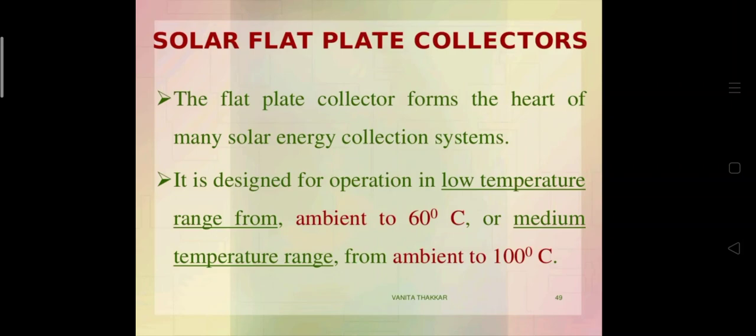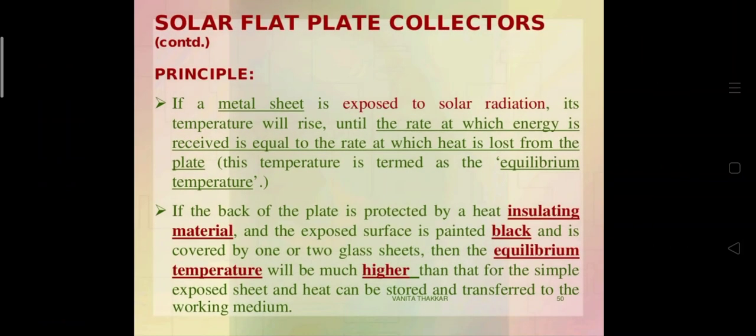here the flat plate collector forms the heart of many solar energy collection systems, and it is designed for operation in the low temperature range from ambient to 60 degrees centigrade, or the medium temperature range from ambient to 100 degrees centigrade. So solar flat plate collectors are used in the range of about 16 to 100 degrees centigrade. And what is the principle of the flat plate collector?